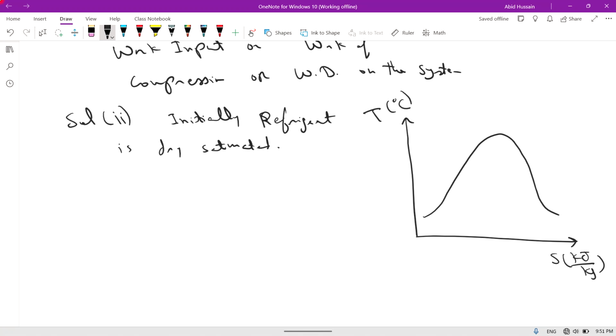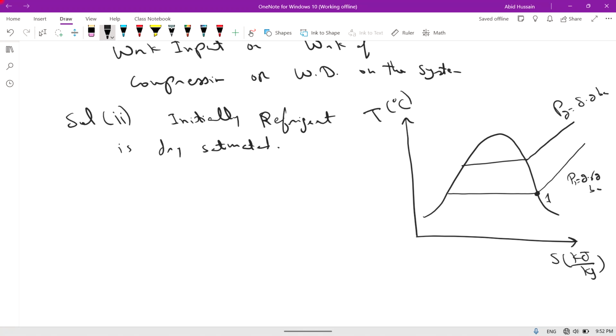So P1, this is the constant pressure line P1, equal to 2.62 bar, and this is the constant pressure line at P2. P2 is equal to 8.2 bar. The initial point is here. Initially the steam is dry, so point 1 is on the saturated vapor line. Now we find whether point 2 is in the wet region or in the superheated region.